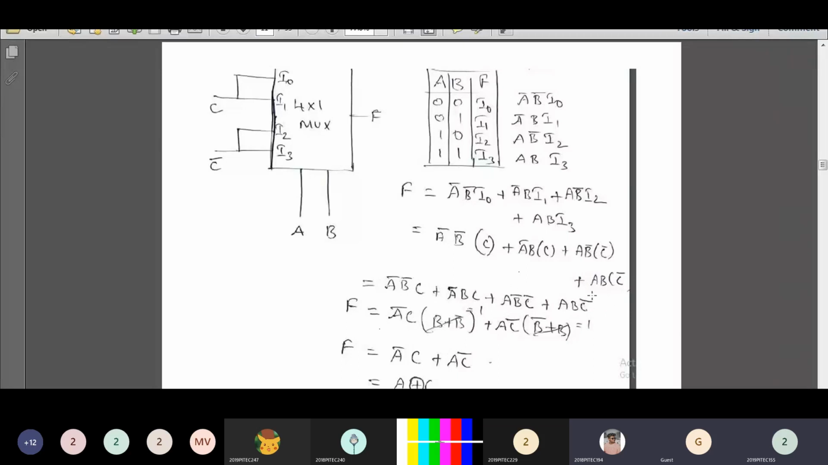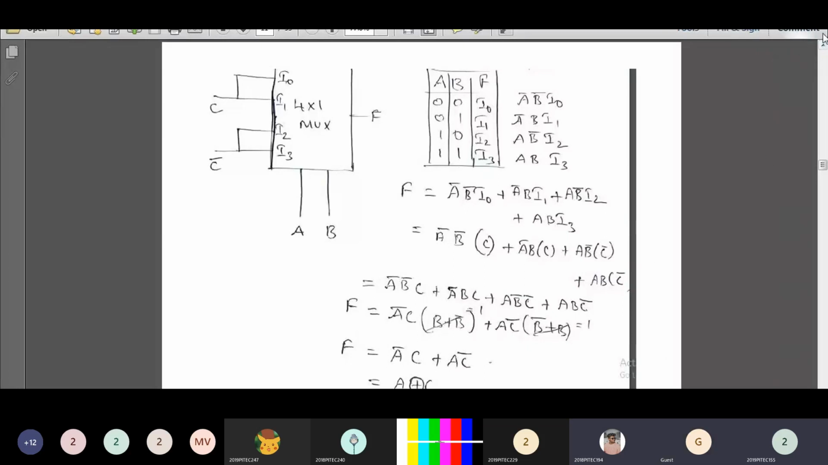The remaining two product terms are A B bar C bar plus A B C bar. Now you have to check whether any common variables are there. A C bar is common in both the terms, so you can take A C bar common. Then it will become A C bar of B bar plus B, and B bar plus B is equal to 1. So this can be minimized as A bar C plus A C bar. A bar C plus A C bar is nothing but the XOR function, so you can write this expression as A XOR C.